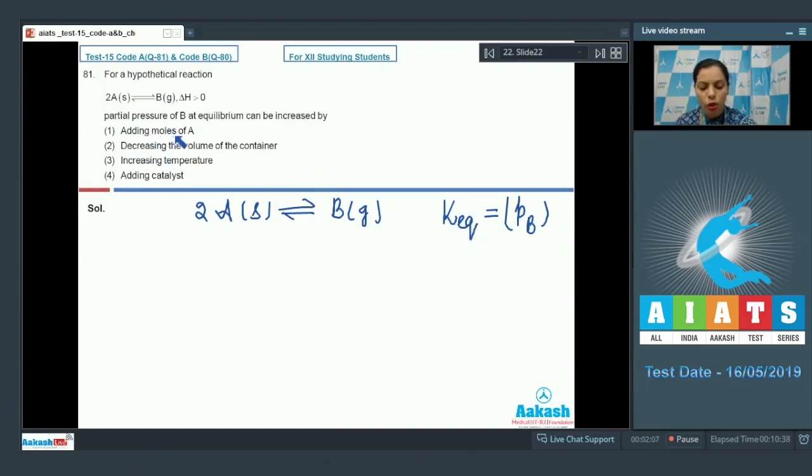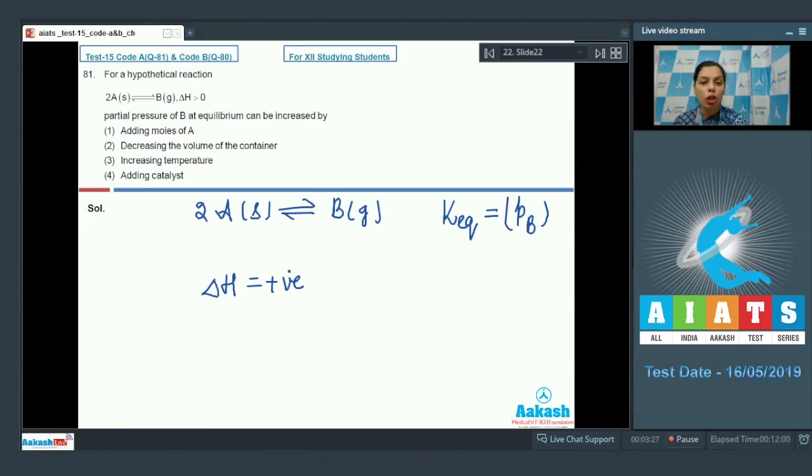If I talk about addition of moles of A, there would not be any effect on K equilibrium, because it is in solid state. Further, if you decrease the volume of the container, the partial pressure of B would be decreased because less number of moles would be there. Further, increasing temperature: as this is an endothermic reaction, because delta H is positive here, as you raise the temperature, equilibrium will shift in the forward direction as per Le Chatelier principle.